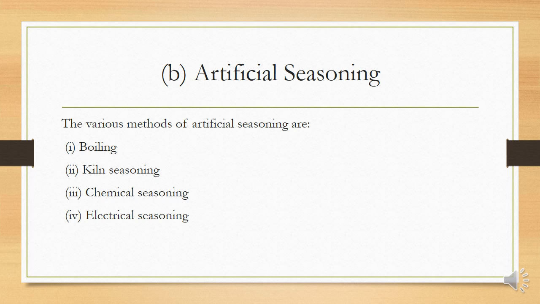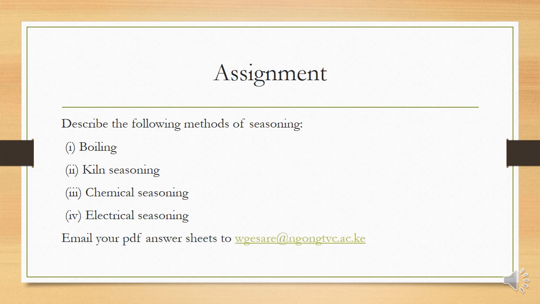There are also various methods of artificial seasoning: boiling, kiln seasoning, chemical seasoning, and electrical seasoning. I wanted to leave you with an assignment to describe these methods and email your answers to me at the email address therein.